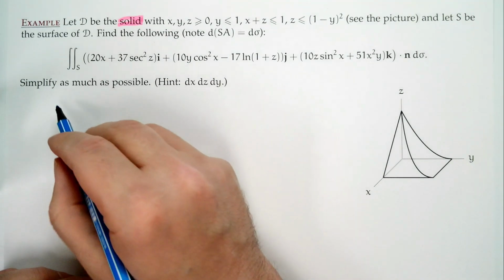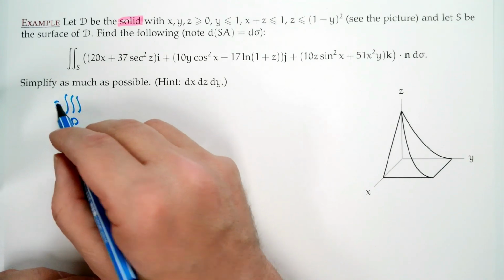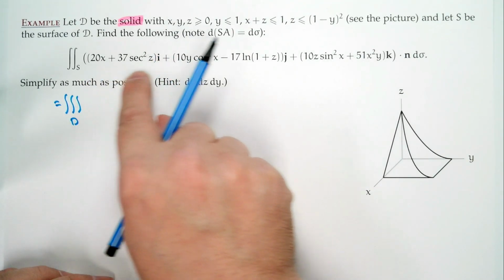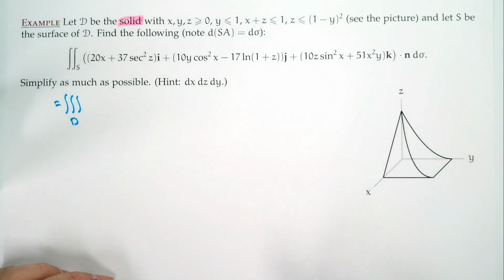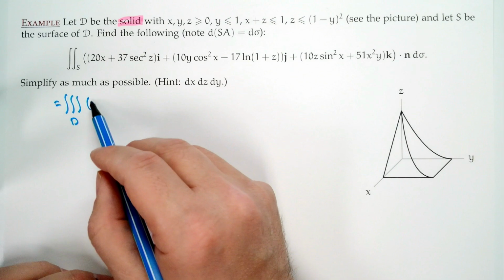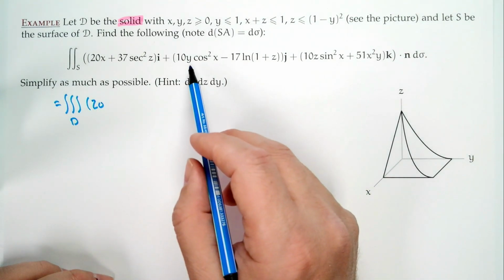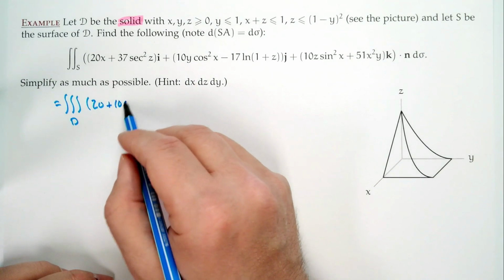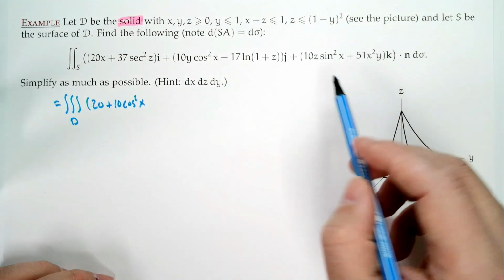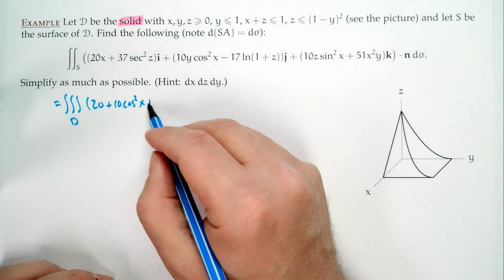So we're going to do our triple integral over D of our divergence. This looks like a terrible expression, but remember, looks can be deceiving. Don't be intimidated. Just go through term by term. Derivative with respect to x, well, the first term, 20. Come to the next term, derivative with respect to y, there's just one right there, 10 cosine squared x. Come to the last term, derivative with respect to z is 10 sine squared x.